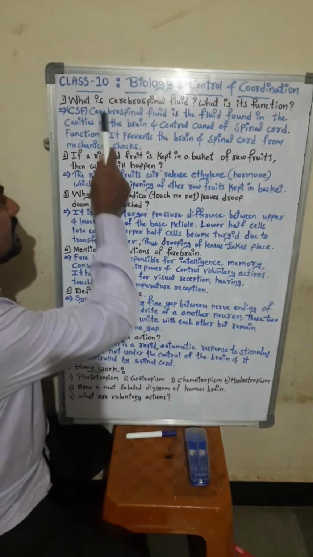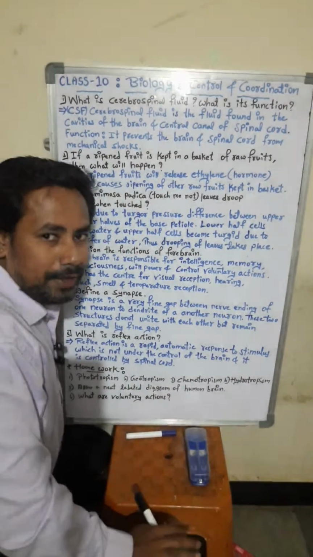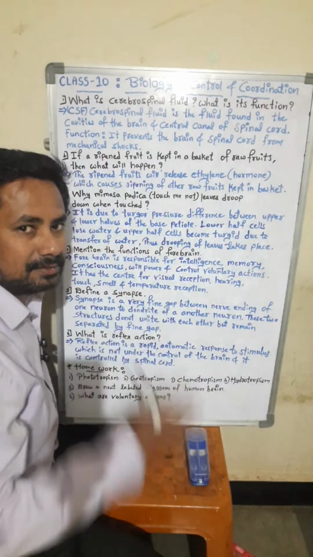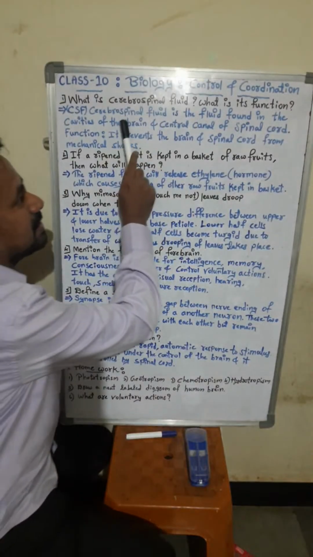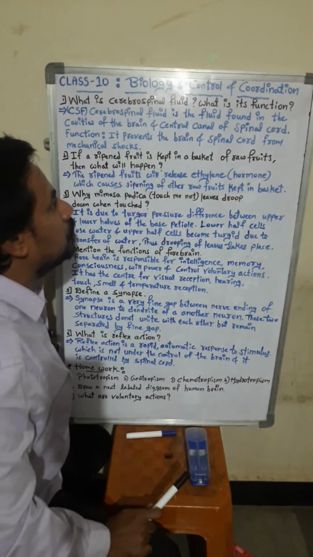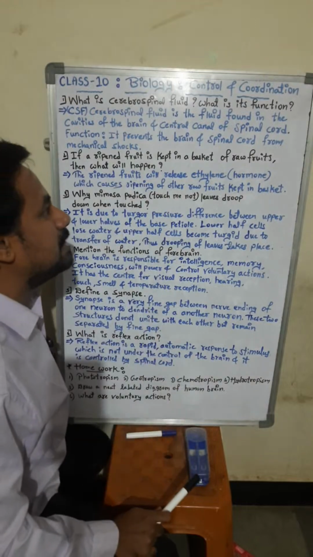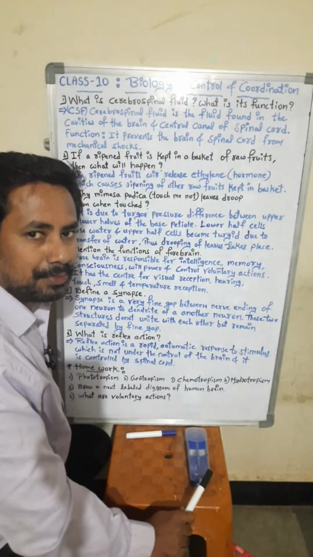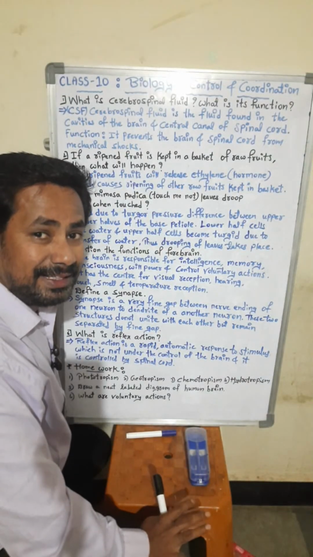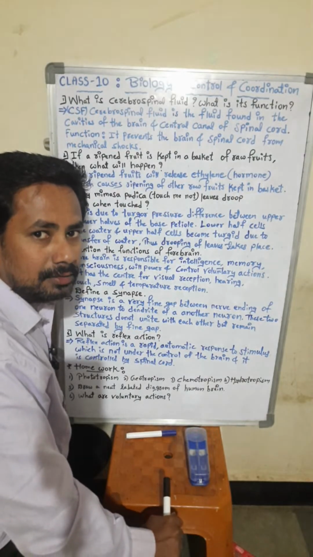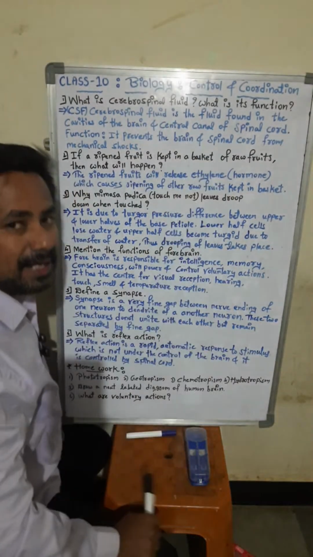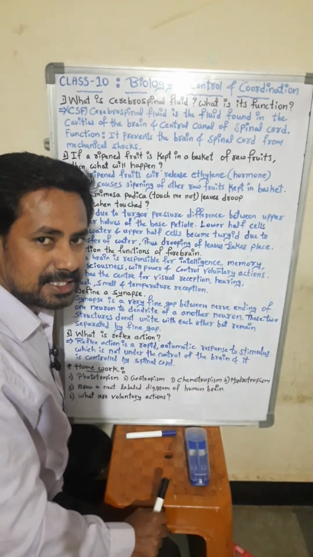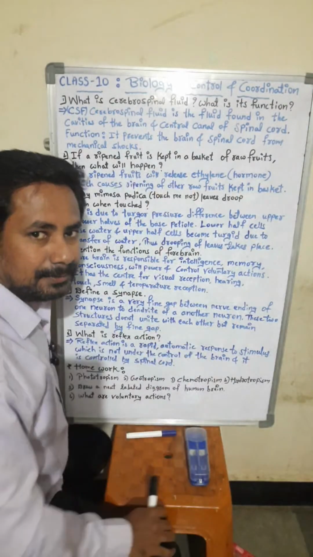CSF is nothing but cerebrospinal fluid. This fluid is present in the brain and the spinal cord. Cerebrospinal fluid is a fluid found in the cavities of the brain and the central canal of the spinal cord. Cavities means the gap, the space in the brain and the central canal of the spinal cord. In those cavities this fluid is flowing.